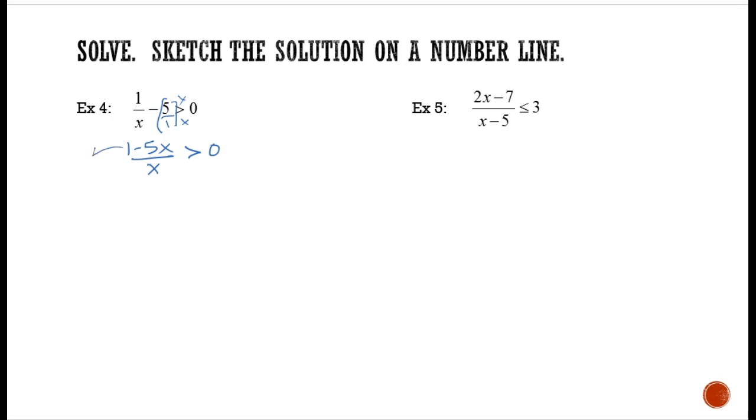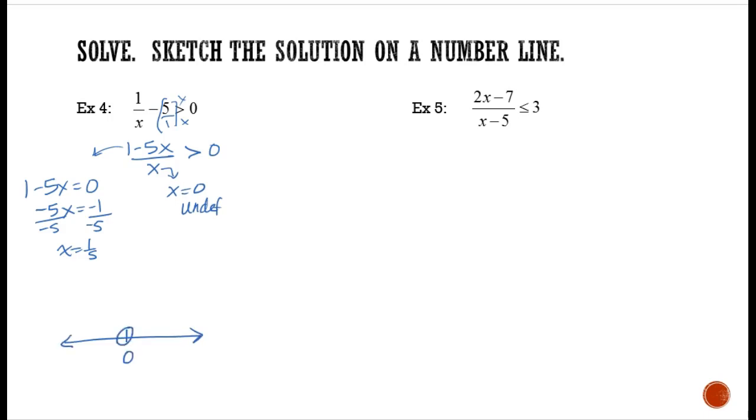Now we set up our key numbers. So 1 minus 5x equals 0. So -5x equals -1. So x is equal to +1/5. And the denominator where x is 0, okay, this is going to give me an undefined answer. So I know when I do my number line, it can't be a 0. It's undefined. It's a no-no.